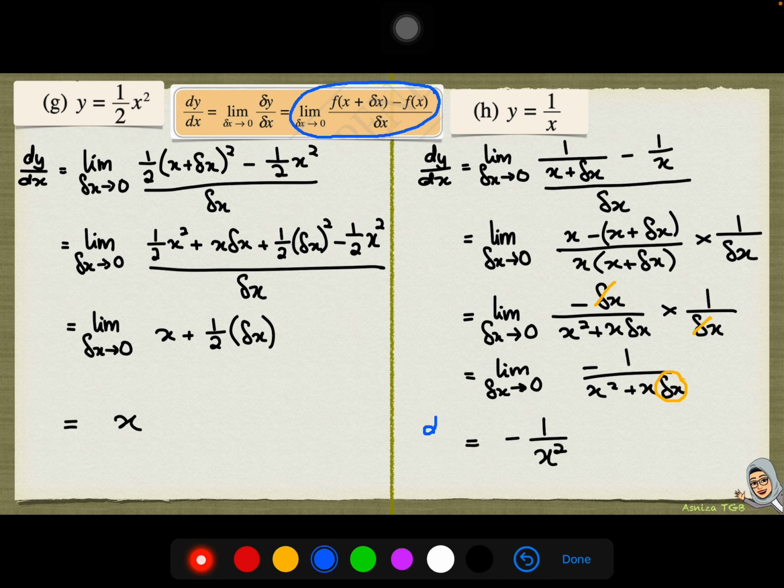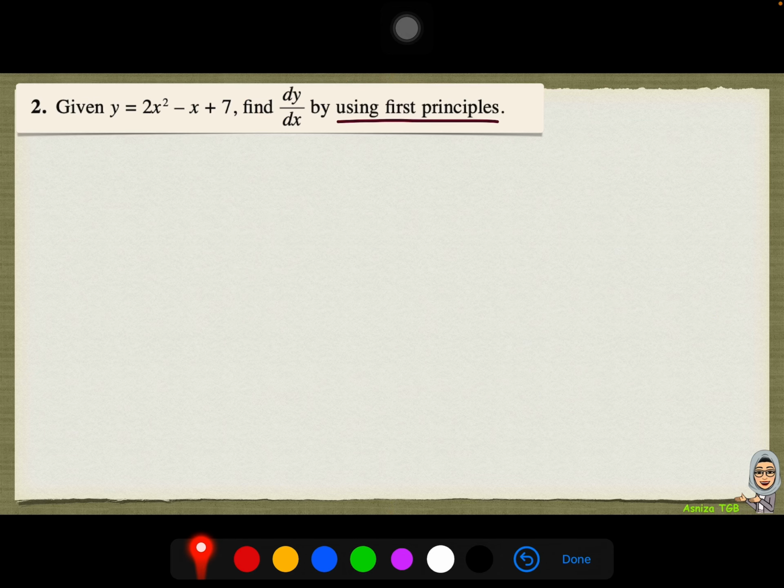So this is our first derivative, dy/dx. We found the first derivative dy/dx by using first principles. Alright, let's go to the next question.